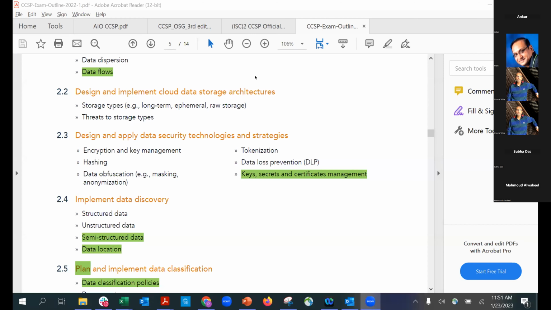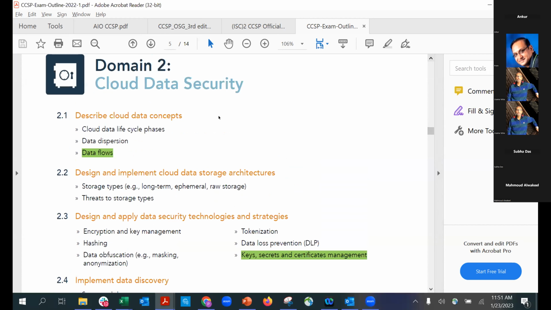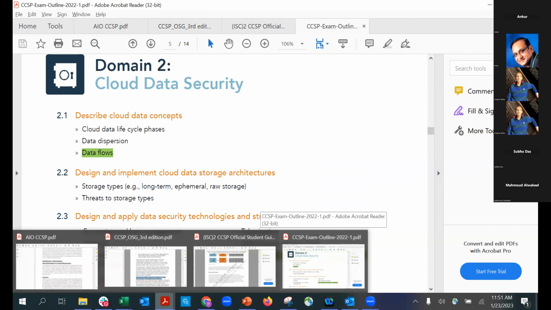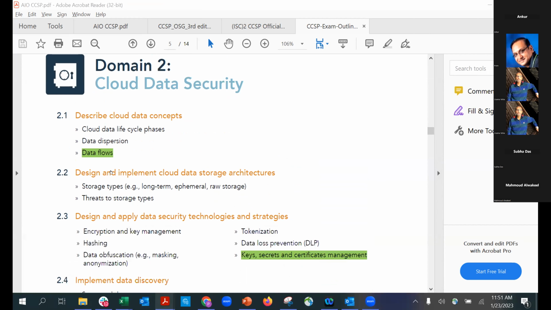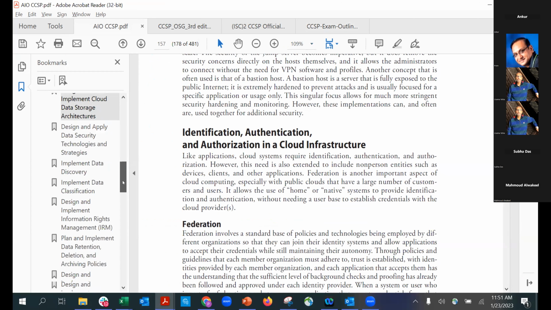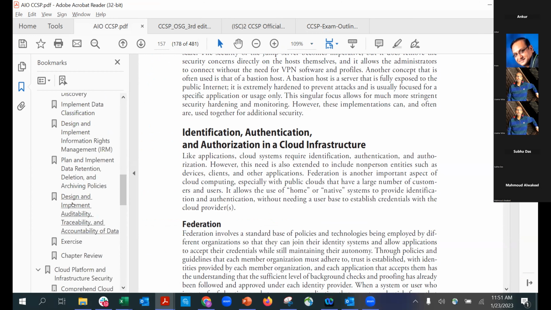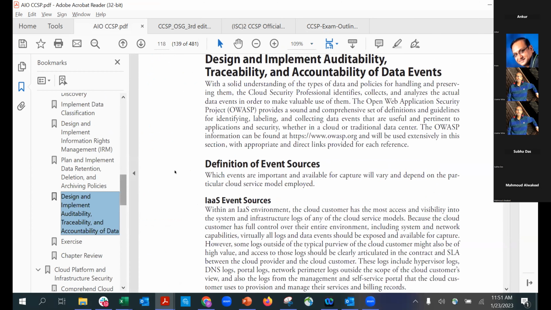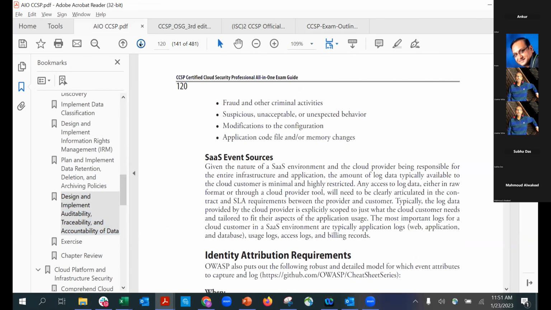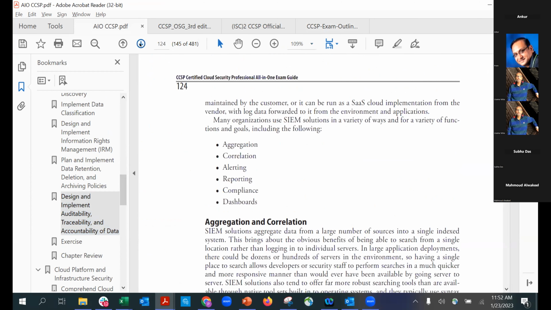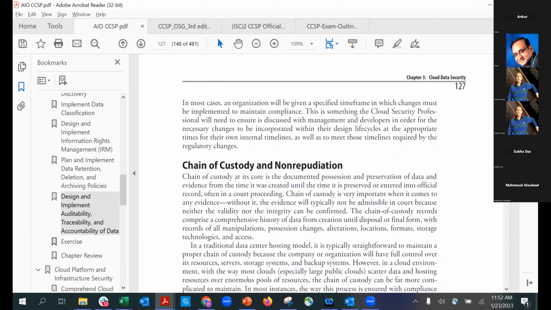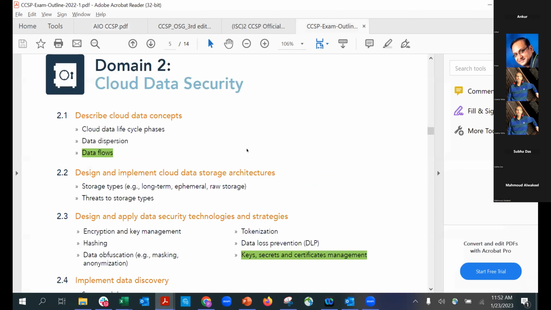So this is the CCSP objectives from the ISC Square. They have actually introduced one topic called keys, secrets, and certificate management, which I think we did not cover, because even the AIO book also does not cover that particular topic, which I checked yesterday. Yes, we checked this. It is not there. I did not hear about it. Anyway, let me check it. So this is the official ISC Square learning objectives.